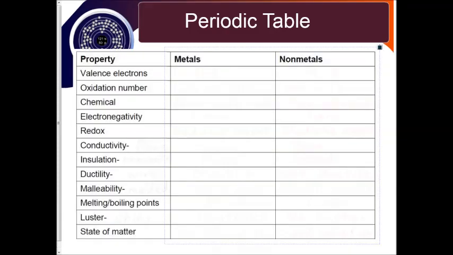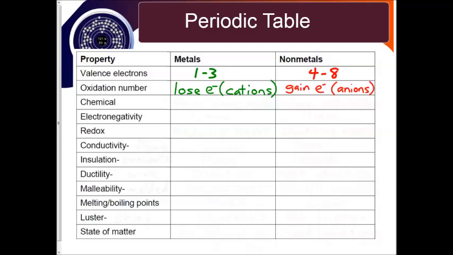The next thing we need to talk about are the properties of metals versus nonmetals. Now, valence electrons. Metals generally have 1 to 3 valence electrons, whereas nonmetals have 4 through 8. Now, oxidation number, metals will always lose an electron to become cations, and nonmetals will gain an electron or electrons to become anions. Chemical properties of metals, they will form basic oxides. Nonmetals will form acidic oxides.